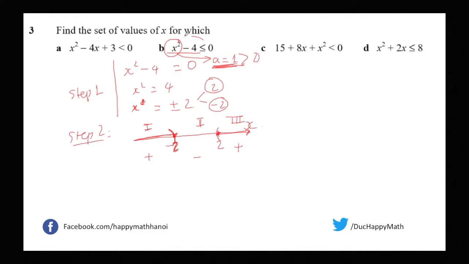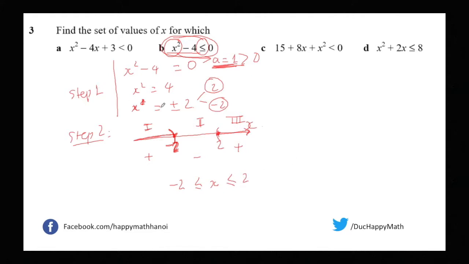So from this one, you will see that the inequality asks about the values of x for which the function is less than or equal to 0. So you have to take the inside of this interval. It means minus 2 less than x, and less than 2. But the request is also about equal to 0, so it means you have to take both values, minus 2 and 2.